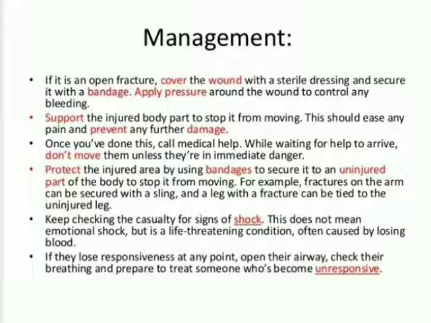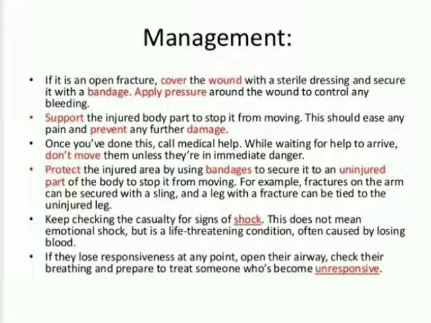After that, keep checking the casualty for signs of shock. If they lose responsiveness at any point, open their airway, check their breathing, and prepare to treat someone who has become unresponsive. This is the management.